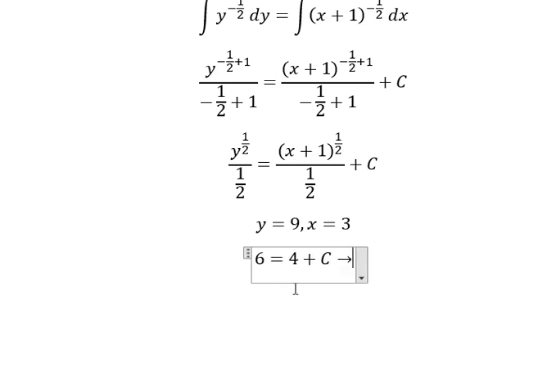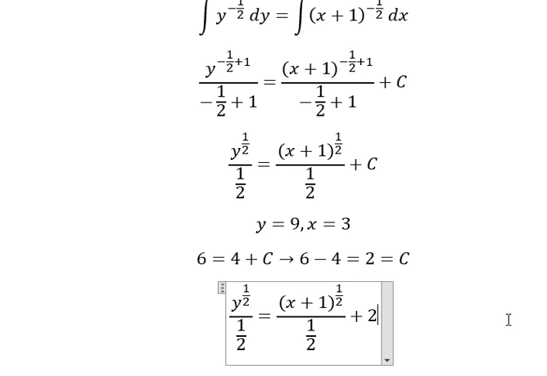Now we put number 4 go to the left and we have 6 minus number 4 equals to number 2, and number 2 that is about C. So we put the value number 2 in here, and this is the final answer.